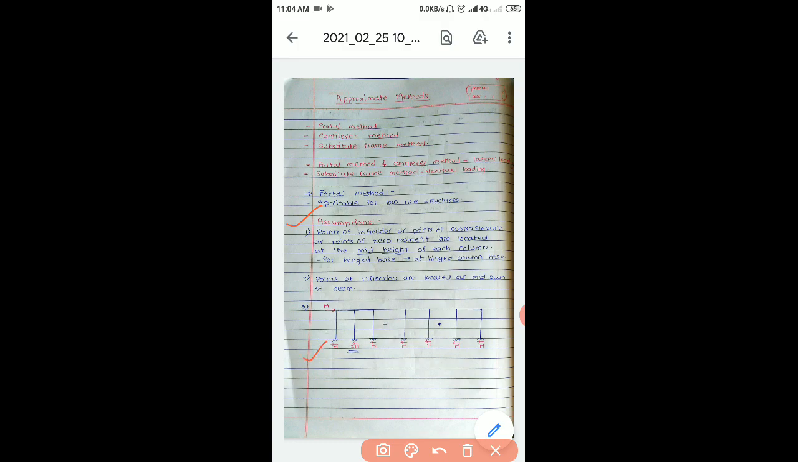So see this frame. Okay, so what is the main point in the portal frame method? It is that the central column or middle column takes two times the horizontal shear as the exterior columns. Okay, so we'll see the assumptions one by one.